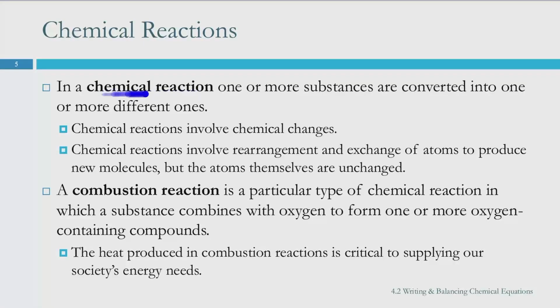So in a chemical reaction, we have one or more substances, our reactants, being converted to one or more different ones. So reactants turning into products. We can have one product and one reactant, two and one, one and two, two and two, however many we want on either side. Our chemical reactions involve chemical changes. So we're going to have rearrangement and exchange of atoms. They get rearranged.